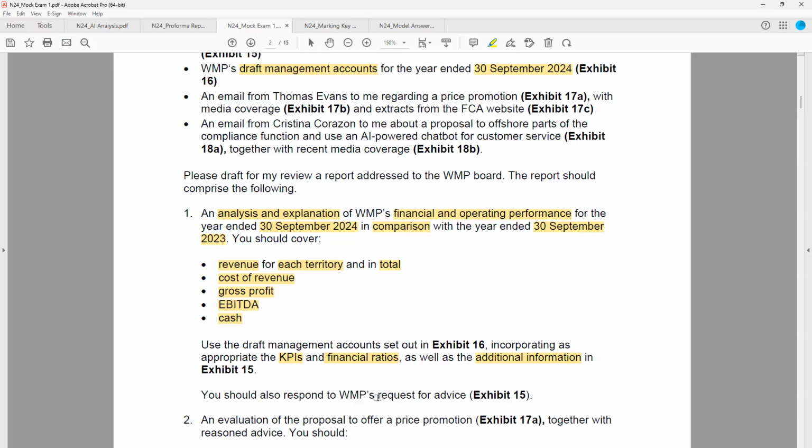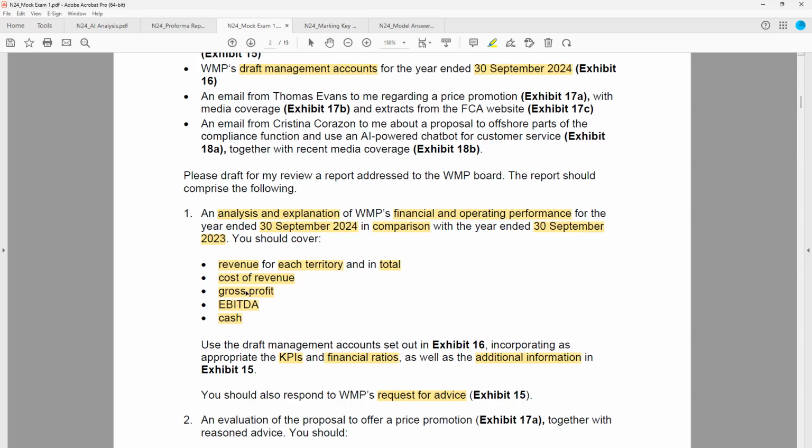Now, we also need to respond to the request for advice. So there is a lot to do in this requirement one, a very full requirement one. Quite a challenging requirement one to do in the time, but it covers all the main areas.